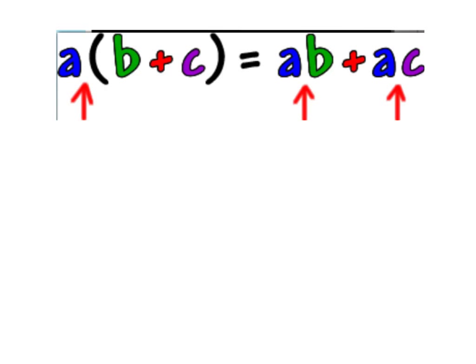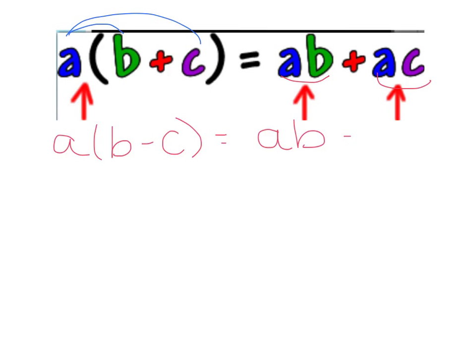Alright, distributive property just says that if we have a number outside parentheses, we're going to multiply it by both things in the parentheses. So we get A times B plus A times C. Remember, letters next to each other means we multiply. Another way to look at the distributive property is if it's subtraction. So A parentheses B minus C, it'd just be A times B minus A times C.